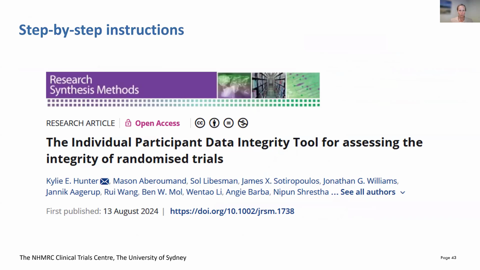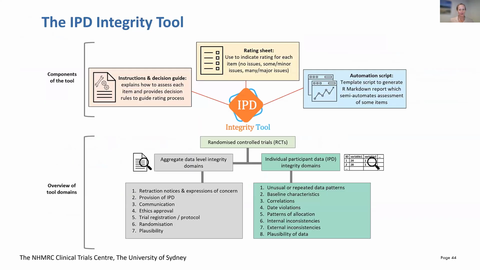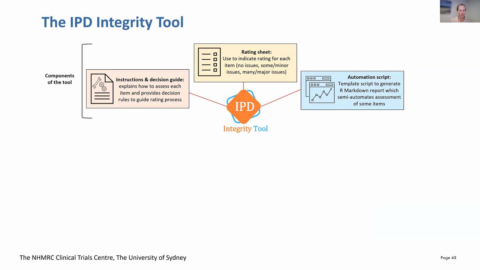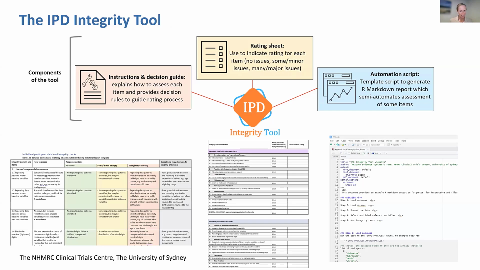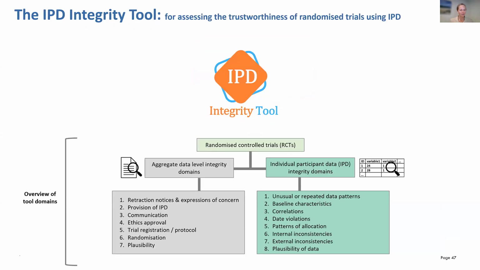So what is the tool? This is what it looks like. It's a standardized checklist of items for assessing the trustworthiness of RCTs. At the top here, we have 3 components of the tool: an instructions and decisions guide, a rating sheet, and an automation script, which we'll go through in a little more detail shortly. And down the bottom here, we have our domains. We still have the aggregate data checks here, or the publication level checks, things like ethics and retraction, etc., because these are really essential.